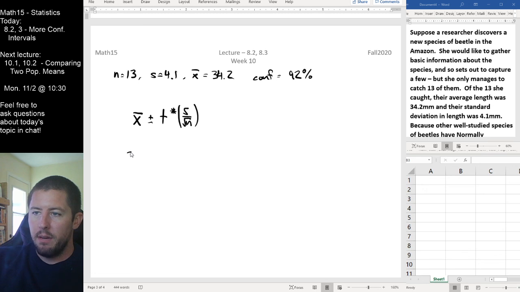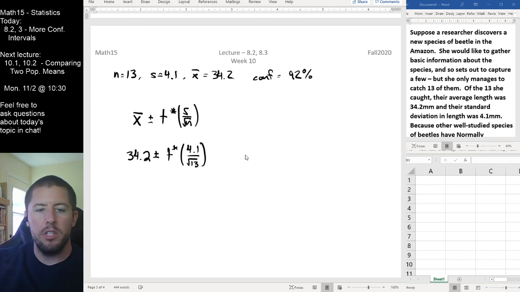So it looks like this is going to be 34.2 plus or minus. I don't know my T star yet. We're going to have to go get that guy. I do know S, it's 4.1. I do know N, it's 13. So I actually know all my parts other than just what T star is.